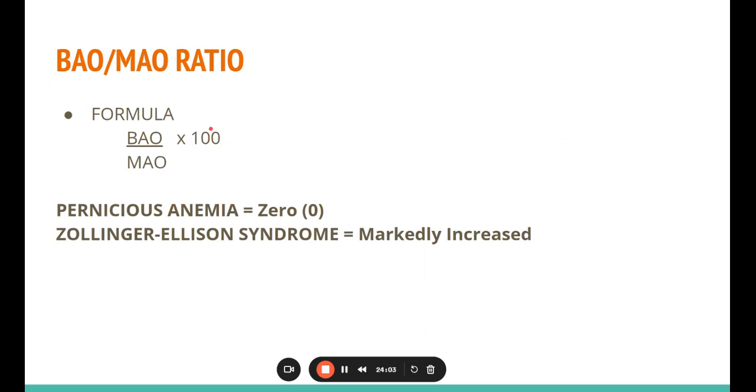We have discussed earlier the BAO and the MAO. Here we have the BAO-MAO ratio. The formula for BAO-MAO ratio is just the BAO divided by the MAO, multiplied by 100. In pernicious anemia, the ratio is 0 because there is no production of acid or no HCl. While in ZES, the BAO-MAO ratio is markedly increased because of the tumor that releases gastrin, causing more acid to be produced.